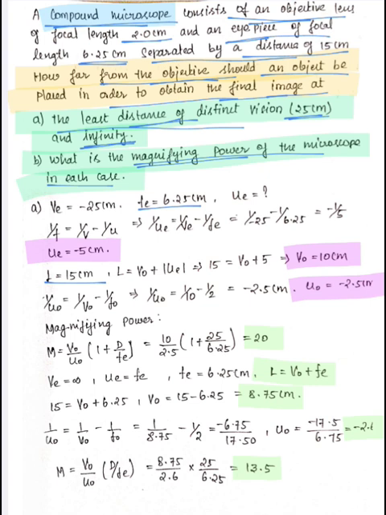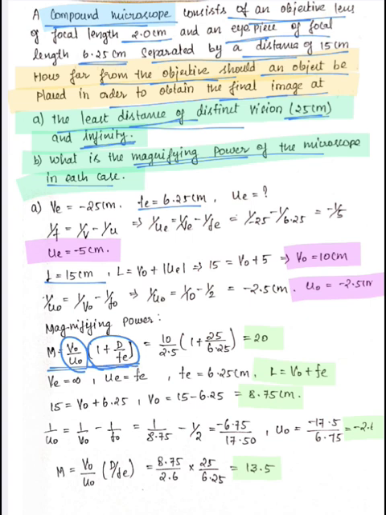We know the magnification of the compound microscope for the image formation at least distance is V0 divided by U0 into 1 plus D by Fe. Here V0 by U0 is the magnification of the objective and 1 plus D by Fe is the magnification of the eyepiece. So the magnification of the compound microscope is magnification of objective into magnification of eyepiece.